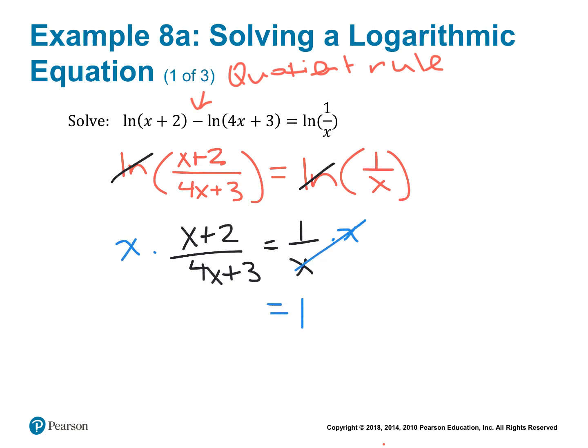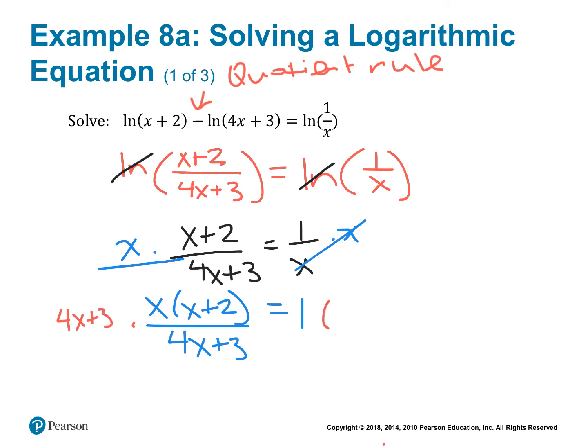So now we have 1 on that side, and then we'd have x times (x + 2) over (4x + 3). So now I need to get that out of the denominator, so I'm going to multiply by 4x + 3 on both sides. So now I'd have x squared plus 2x after I distribute equals 4x plus 3.